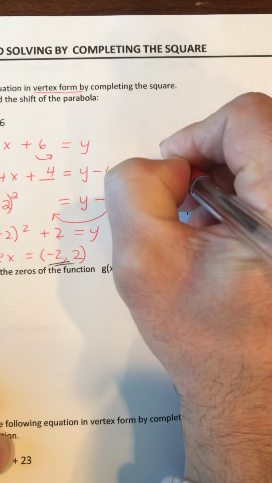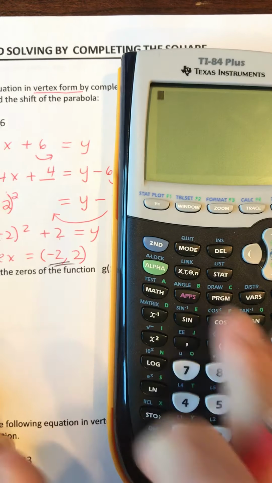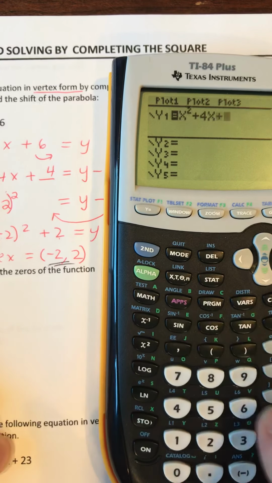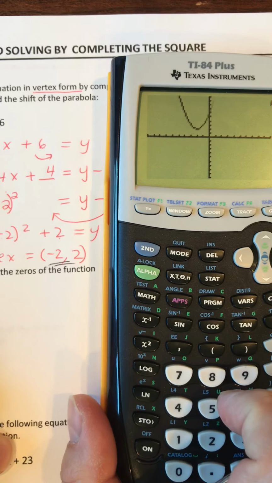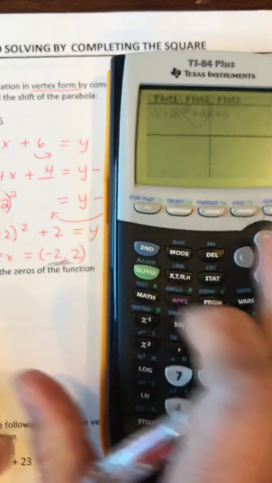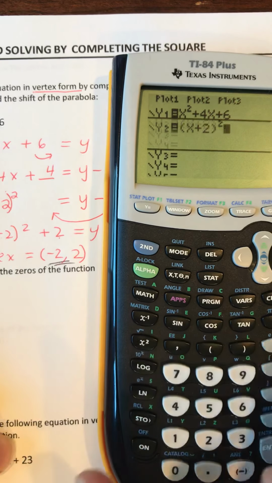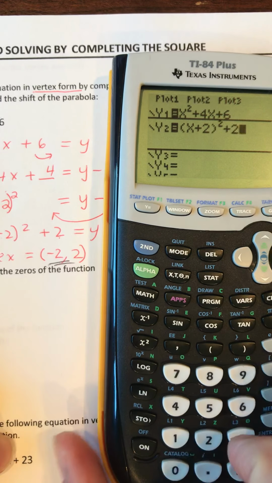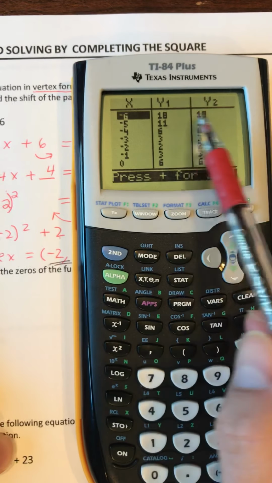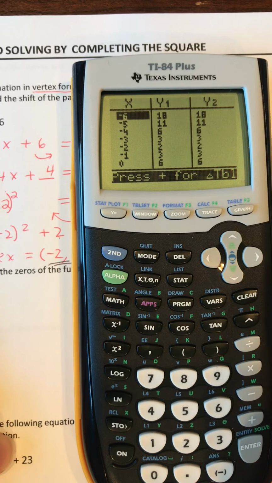Now, if you want to make sure that you got the right vertex, what you could do is graph it on your calculator. You could even graph the original one. If you go to your table, you'll confirm that that's negative 2, 2. You could also put in the new function in vertex form, which is equivalent. It's the same. So if I put that equation in and you go to your table, the two y columns should match. That'll tell you that you did vertex form correctly.